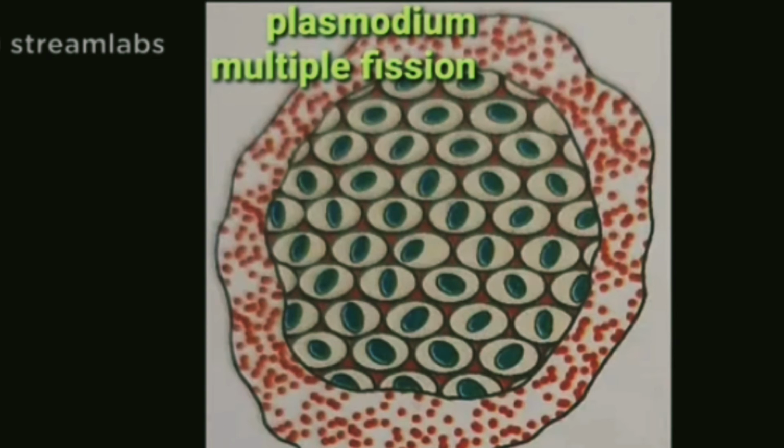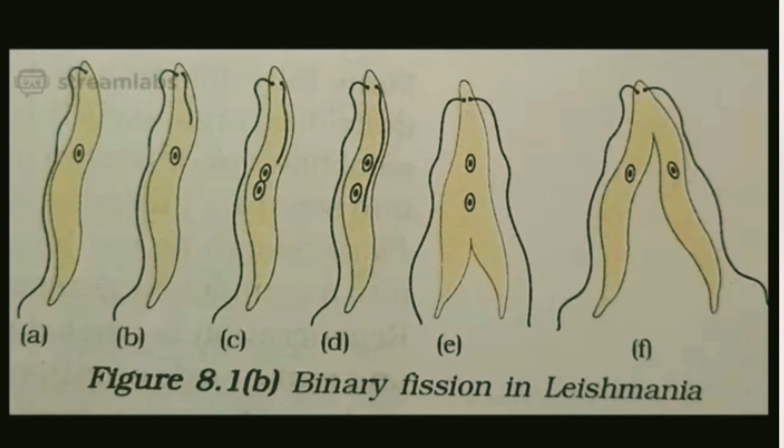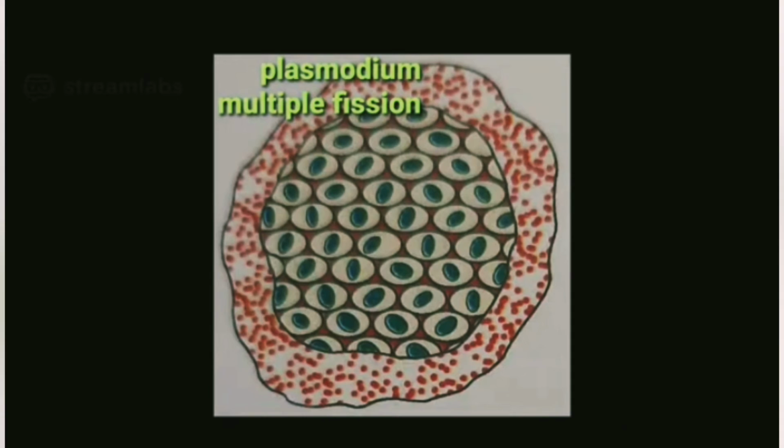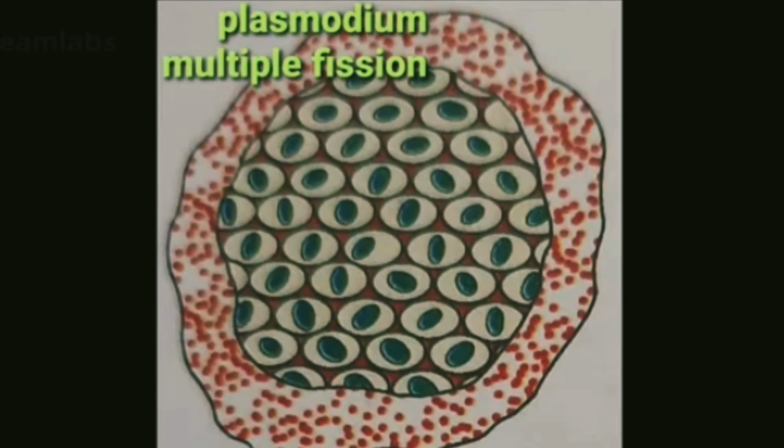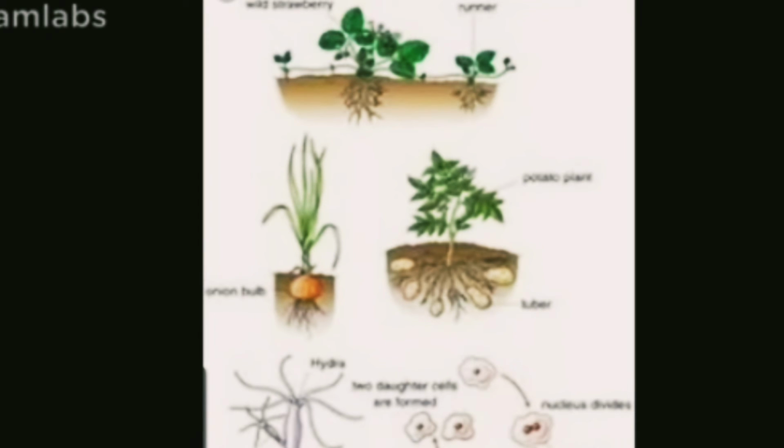So this image shows binary fission, multiple fission. There is no male and female gametes here. It is an asexual mode of reproduction. This is also an asexual mode of reproduction. A single cell divides into more bits and each bit develops as a new organism. This is known as multiple fission.